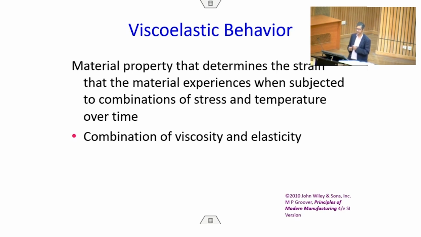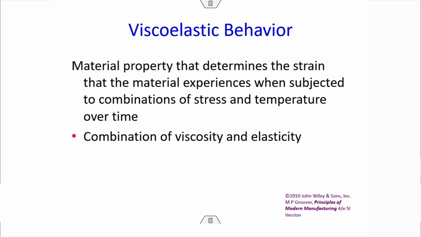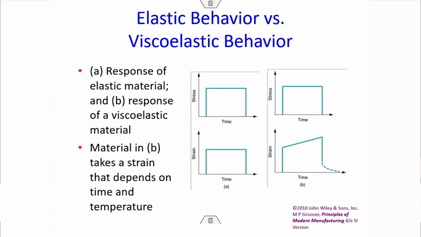the viscoelastic behavior, which is observed in the case of polymers. It is the material property that determines the strain that a material experiences when subject to a combination of stress and temperature over time. That is the viscoelastic behavior. Viscoelastic means viscous and elastic. It is a combination of viscosity and elasticity. Many of you have read that polymers show this behavior. So, this is the response of an elastic material and the response of a viscoelastic material.